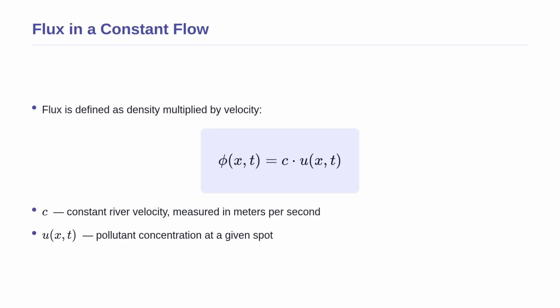In a flowing river, the flux is simply the concentration of the pollutant multiplied by the speed of the river's current. Here, c is that constant velocity and u is the pollutant density. Multiplying them tells us exactly how much pollutant washes past a specific rock every second. Physically, if the water moves faster or if the pollution is thicker, the flow rate increases.